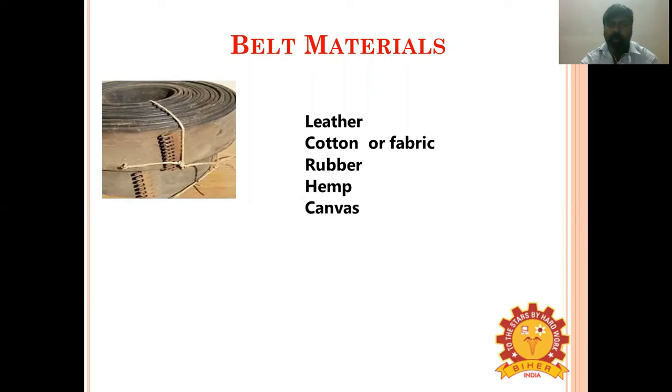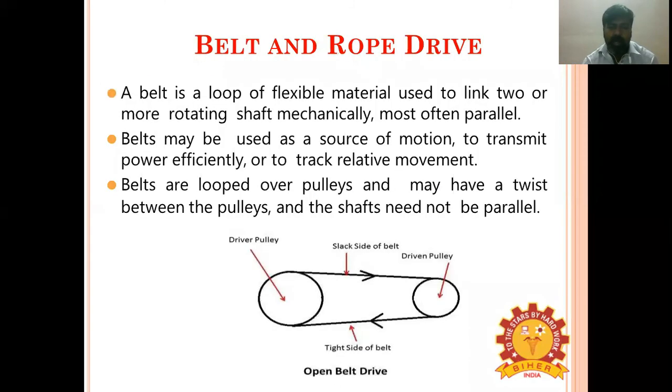Right? So these are all the things, and belt drives are classified into two types, open belt drive and cross belt drive. What is an open belt drive? The open belt drive is used with shafts arranged parallel and rotating in the same direction. So this is the open belt drive. Cross belt drive means the power is transmitted in the opposite direction.